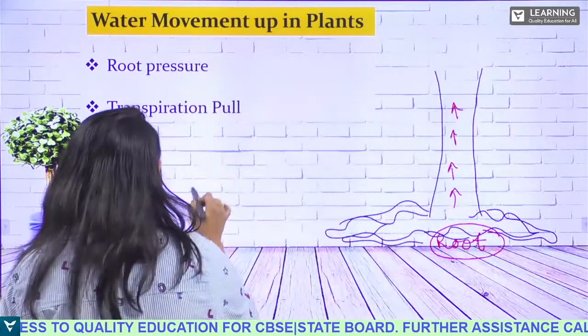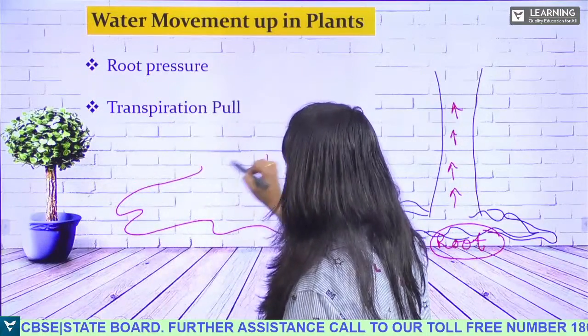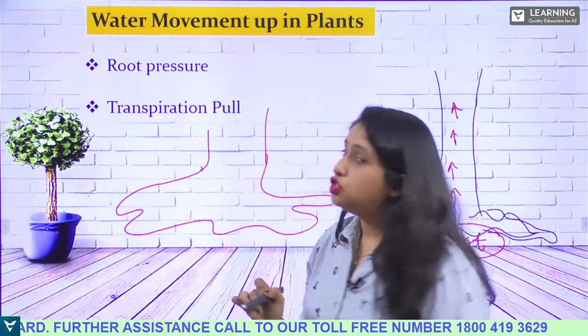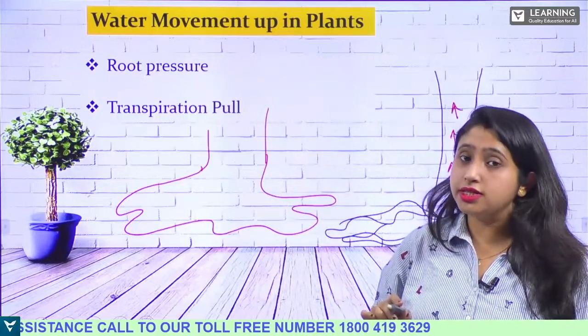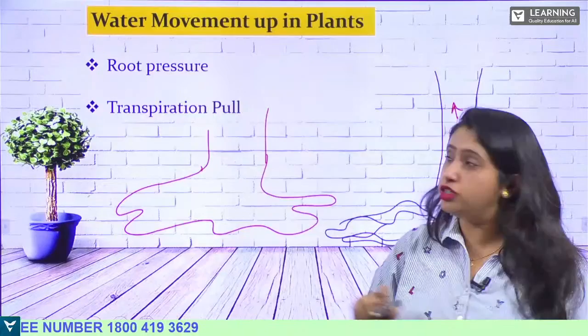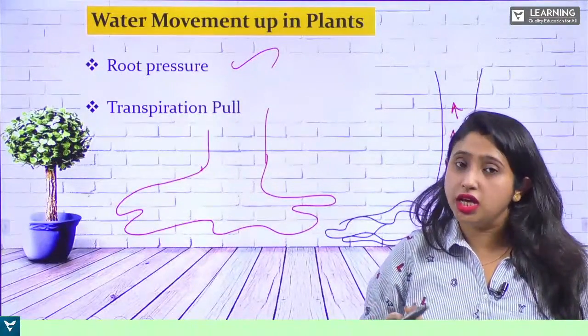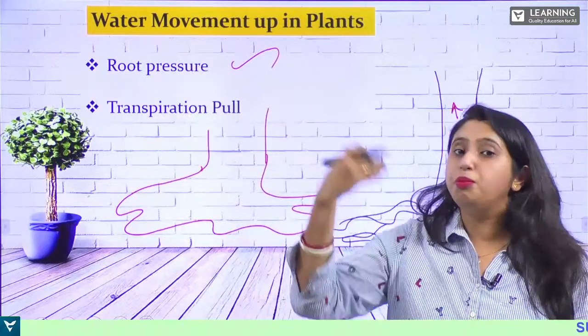So see, this is the root which I have said. These are the roots, okay. So here what creates the movement is root pressure. The first one we are learning is root pressure. Now how is root pressure moving the molecules upwards?